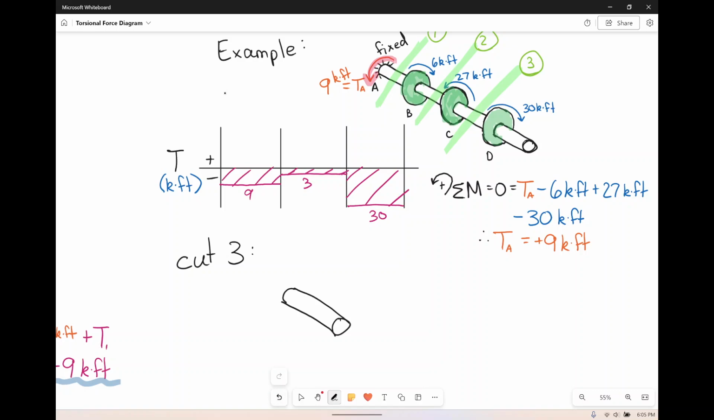Hold on, let's try that again. There we go. That still looks terrible, but maybe a little less. Okay. So this time, we're not cutting that face. This time, we've got, let's say, 30 kip feet going that way. We got that wheel at D. We cut that face. If you just imagine the circle continues, there's the face that we cut.